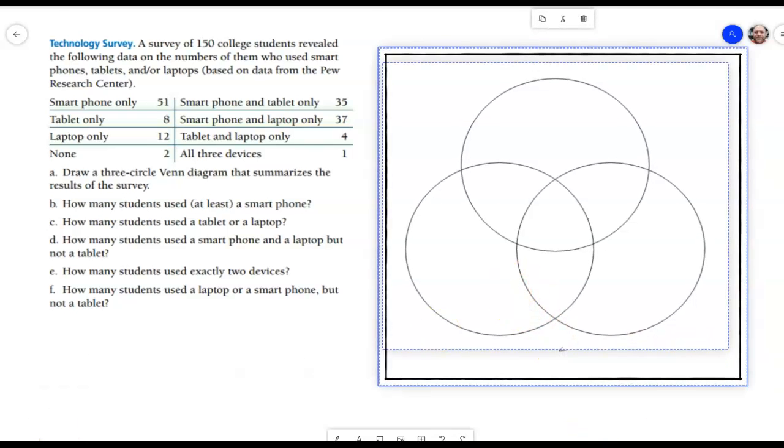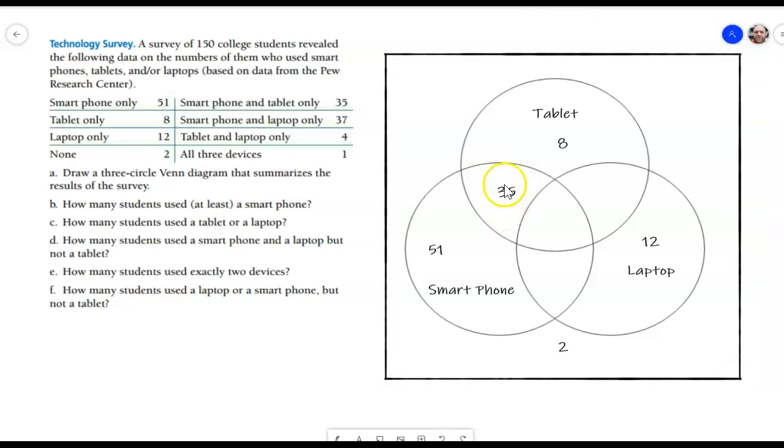Oh no. All right, I think I got that fixed. So the 35 should go in here. So this is smartphone and tablet only. And then we have smartphone and laptop only. So this is going to go in this shared region. But remember, they don't use a tablet, so we're not going to be in this shared region. So that's going to be 37. Drag this over to this area here.